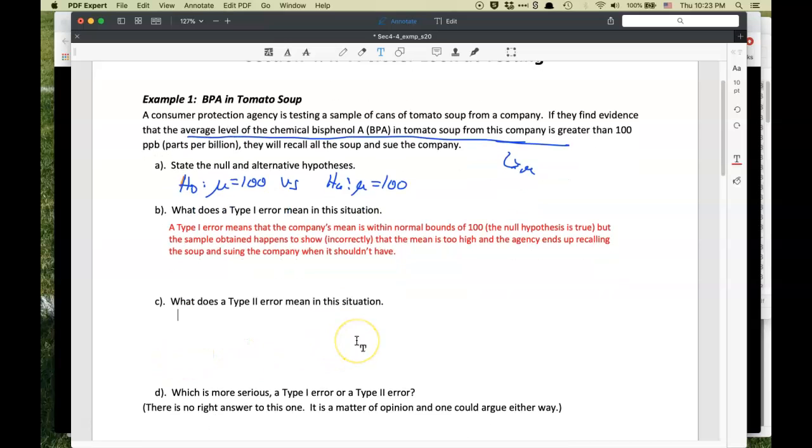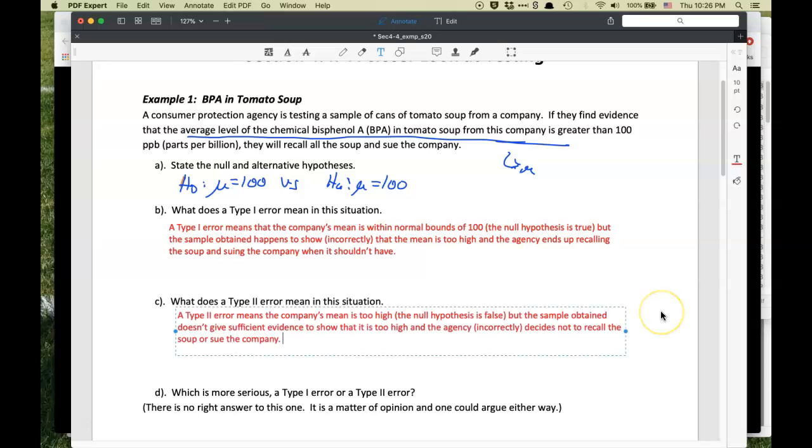On the other hand, what would a type 2 error mean? It would mean that the company's really being irresponsible. Well, let's just say that consumers are perhaps endangered by the high levels of BPA, but our test is not sensitive enough to pick that up. All right. So I filled in a response for that. A type 2 error means that the company's mean level of BPA is too high. The null hypothesis is actually false, but the sample obtained doesn't give enough evidence to show that it's too high. And the agency incorrectly decides not to recall the soup or sue the company.